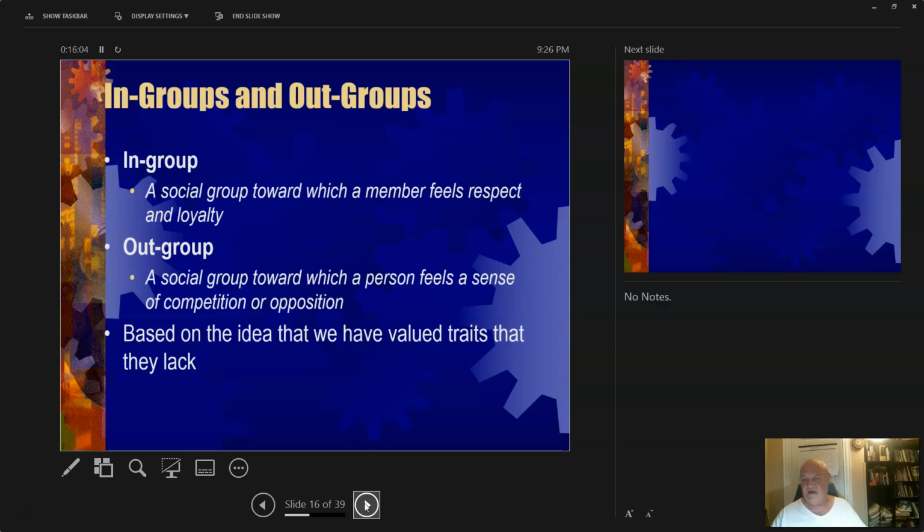Another characteristic of a group is in-groups and out-groups. An in-group is a group with which we align ourselves. We feel respect and loyalty. An out-group is a group toward which a person feels a sense of competition or opposition.